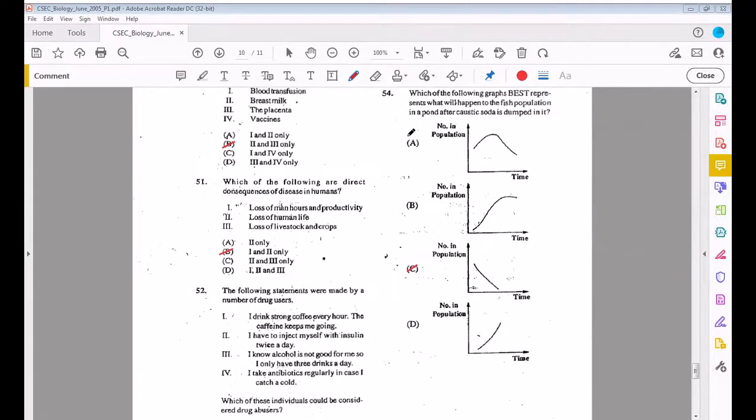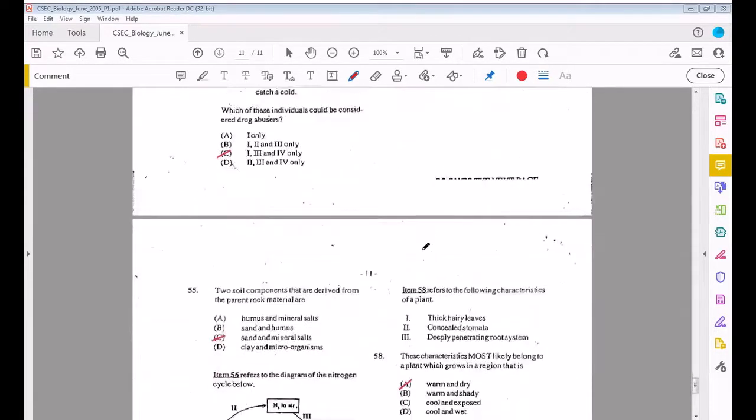54. Which of the following graphs best represents what will happen to the fish population in a pond after caustic soda is dumped in it? That is going to affect the pH of the water. Therefore, the fishes would die, meaning that they are not accustomed to living in that pH, right? And it's a pond, it's an enclosed area, not like there's water constantly flowing into the area. So the answer would be C, where you're seeing the drastic death phase in this growth population here. Well, the growth curve, sorry.